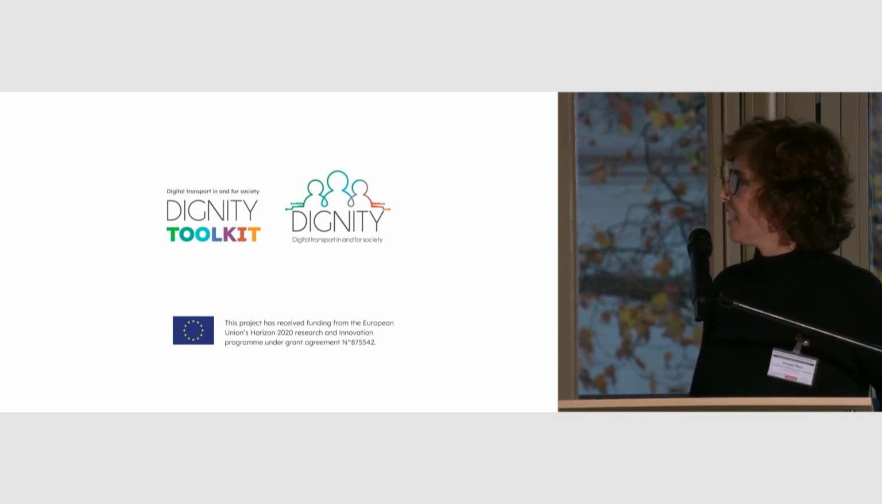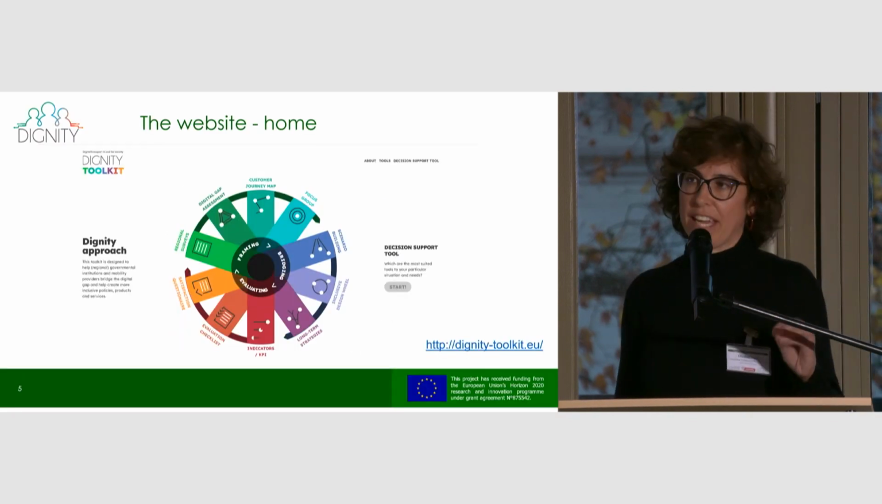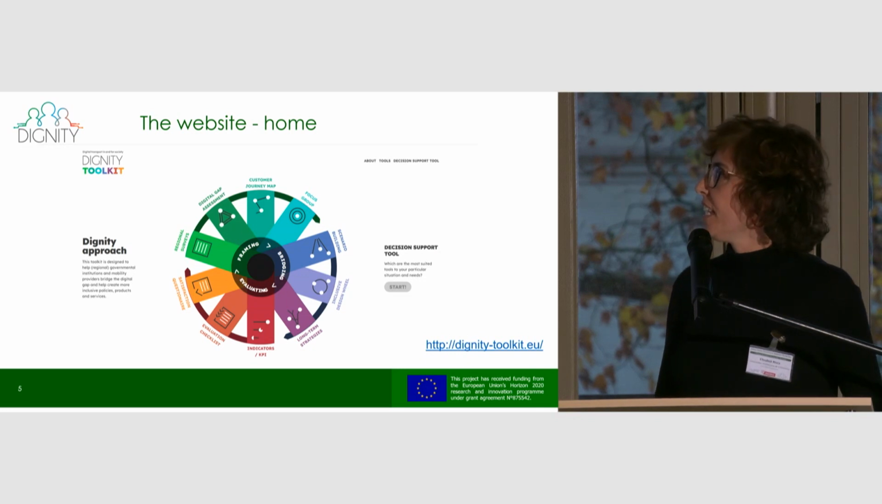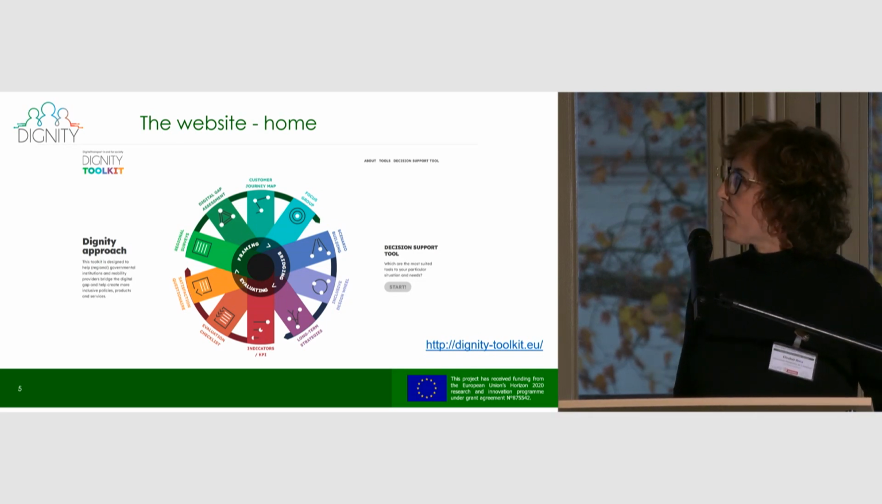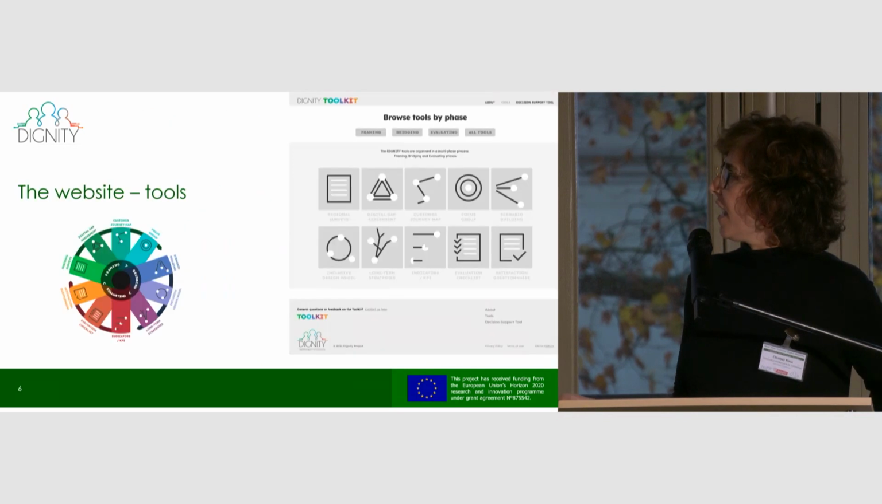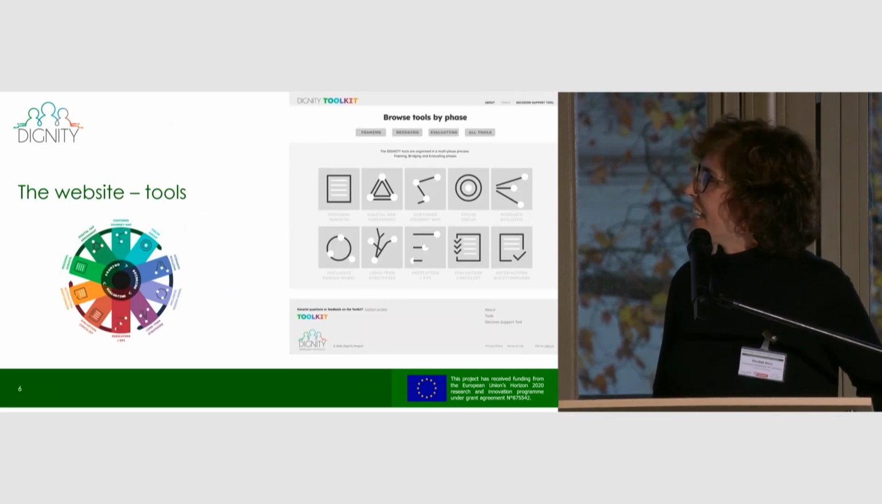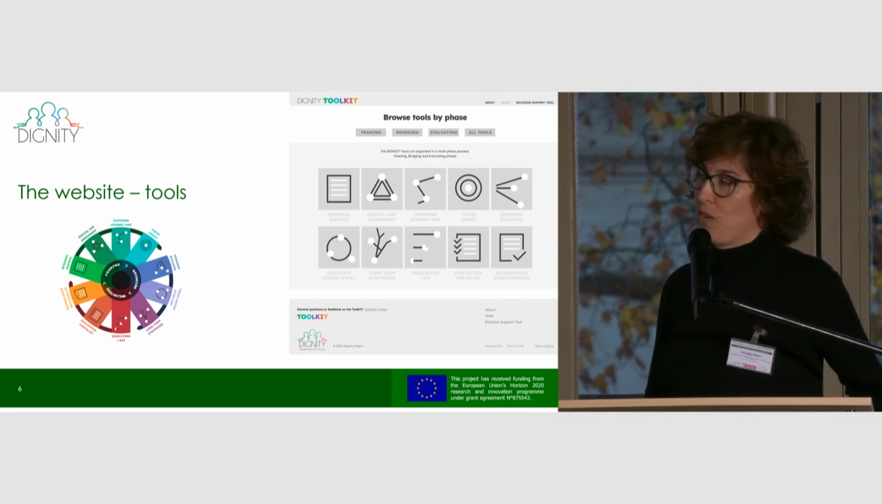So, having seen the video, let me focus a bit more on these two main elements of our toolkit: the wheel on the one hand and the decision support system on the other. So, the dignity approach that we have transformed into this wheel, and a set of 10 tools, that can be accessed through the wheel or through our browser. We have 10 tools. Each tool has one icon and one color.